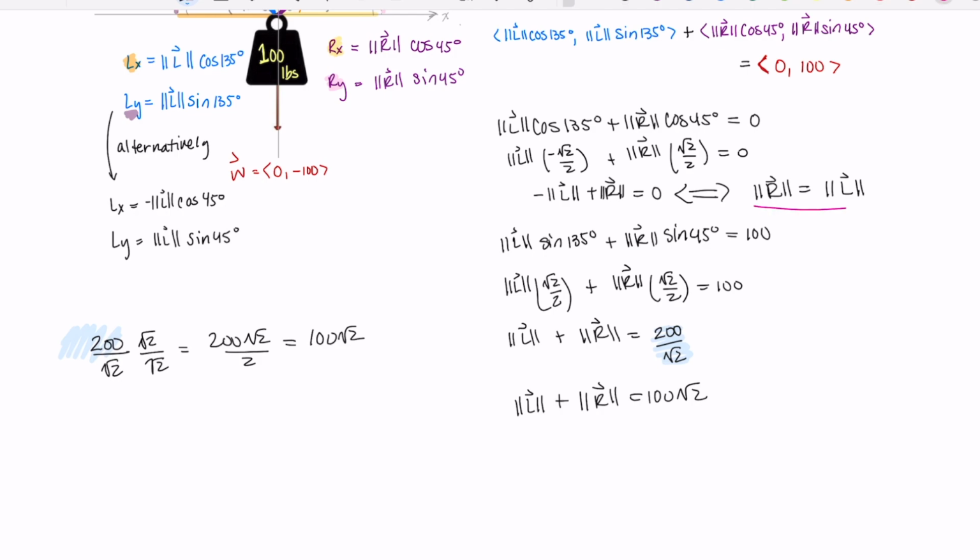And now I can use this fact here, that these magnitudes are equal. So I'm going to write this as either 2 times the magnitude of L or 2 times the magnitude of R. It doesn't matter. I'm just going to choose R, equals 100 times the square root of 2. So the magnitude of R is equal to 50 times the square root of 2.